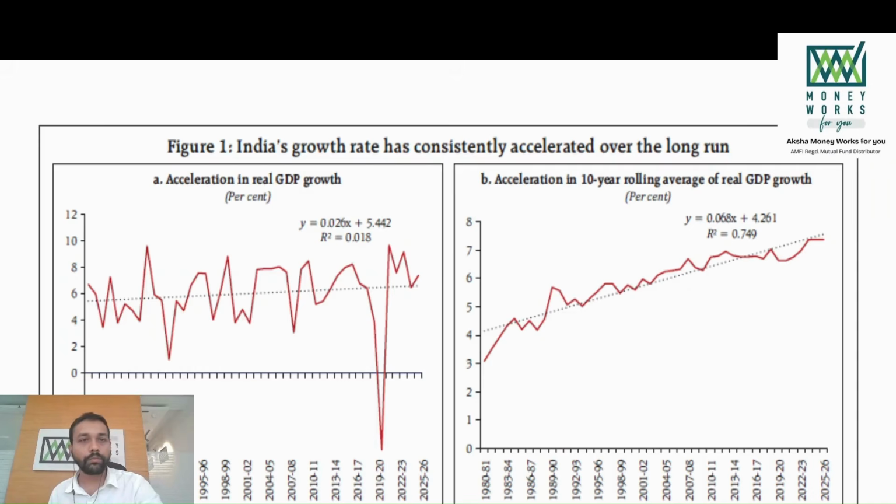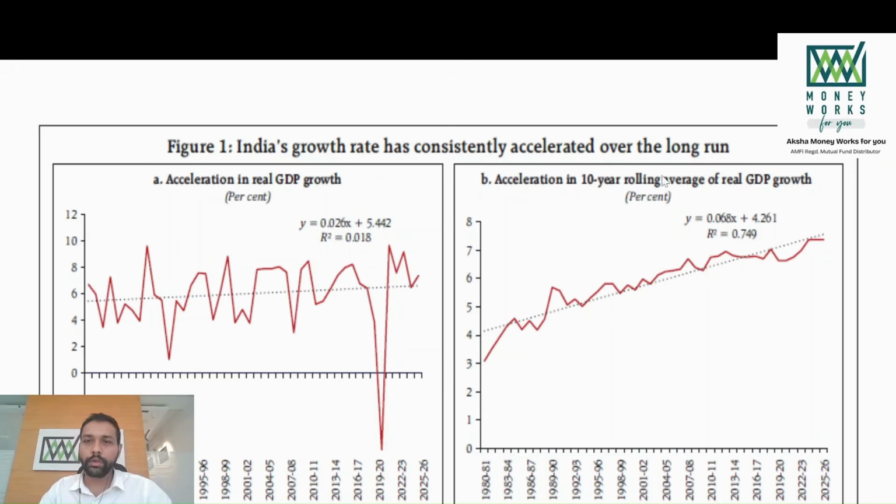The first chart that you can see over here is the real GDP growth chart. This is the data from the 1980s to 2026 till now. You can see a gradual increase in the real GDP for the country. Earlier, real GDP growth used to be about 4-5%. Now, currently, we are at about 7.6% for FY 25-26, and we are above the long-term trend line that you can see.